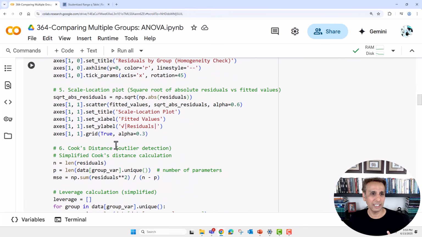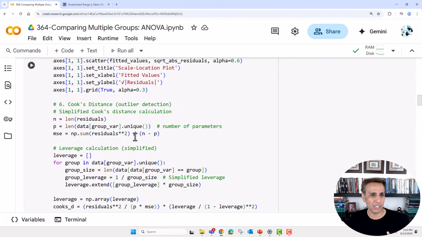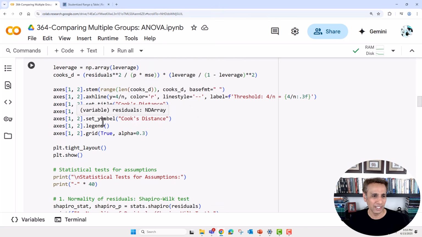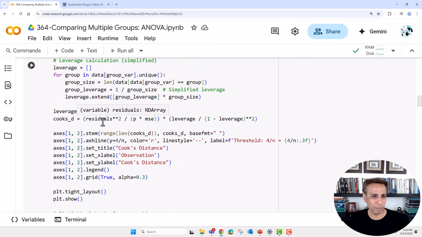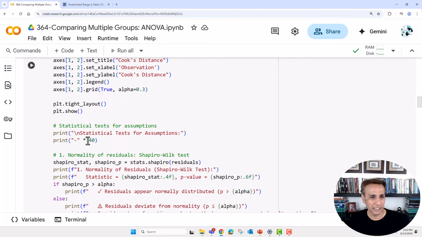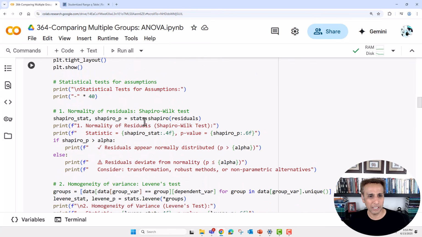And Cook's distance for outliers. I mean, this is one way of plotting the outliers. Not plotting, detecting the outliers. And also plotting, let's say. And then the statistical test assumptions, normality of residuals.